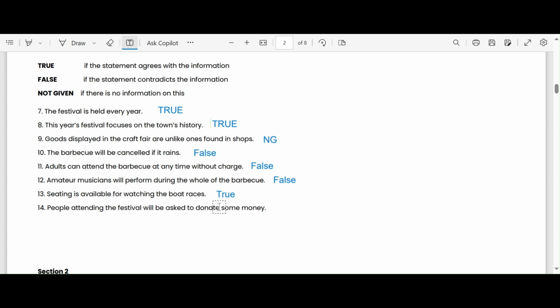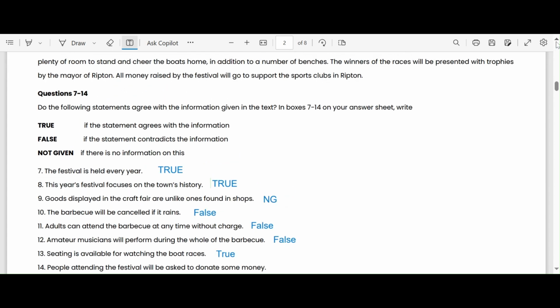"People attending the festival will be asked to donate some money." If they will not be asked to donate some money, or they give to charity on their own, then it will be false. And if it does not match with either, it will be not given. Let's see if it's true, not given, or false.